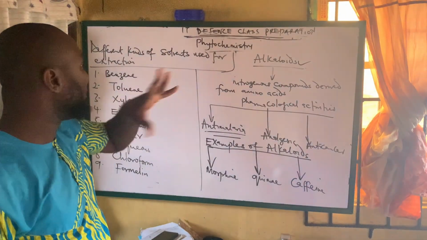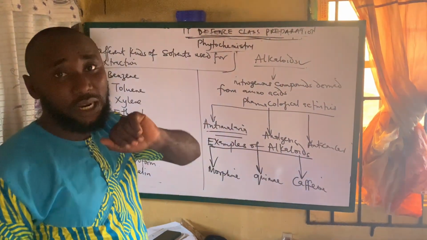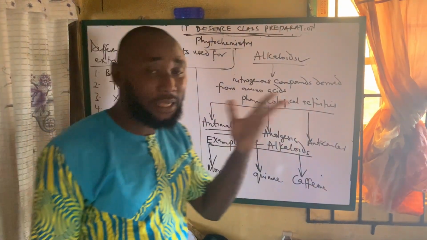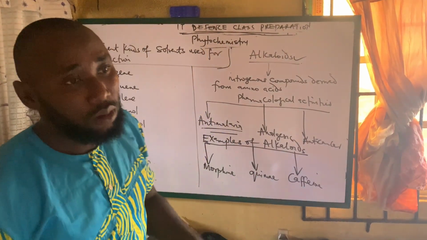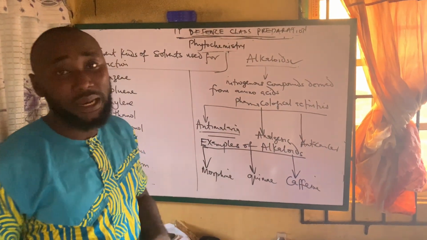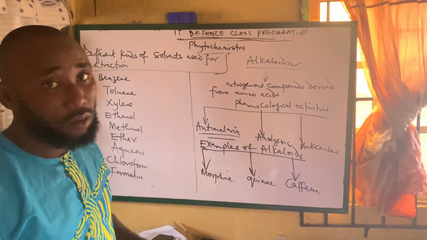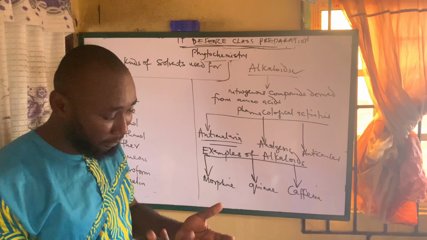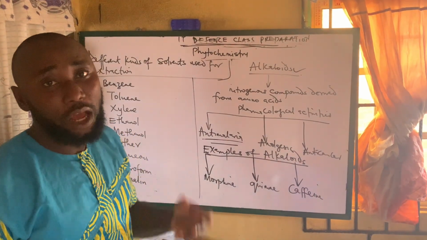In this section, we're looking at different kinds of solvents used for extraction. We have the likes of benzene, toluene, xylene, ethanol, and methanol. We also have formalin and chloroform, just to mention a few. Then also, we have classified the phytochemicals into alkaloids, flavonoids, and terpenoids. Now we're looking at alkaloids.